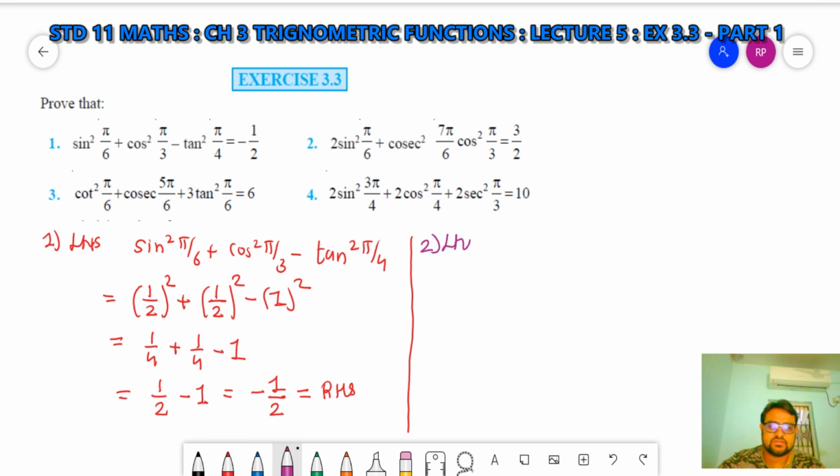LHS: 2 sin square pi by 6 plus cosec square 7 pi by 6 into cos square pi by 3. Now see, sin square pi by 6, you know the value of sin pi by 6, 1 by 2. You know the value of cos pi by 3, that is also 1 by 2. Now cosec square 7 pi by 6, that I will solve separately.